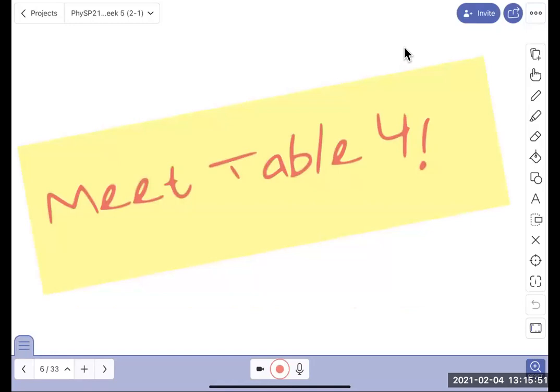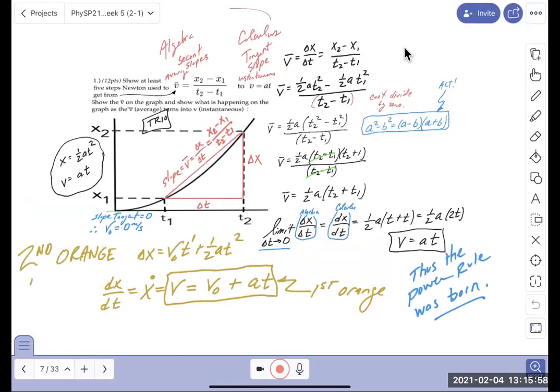Met table 4. Maybe one day we'll have time on here to start meeting you guys. You may not like the questions I ask you, though. The kids are sweating it out up there today.